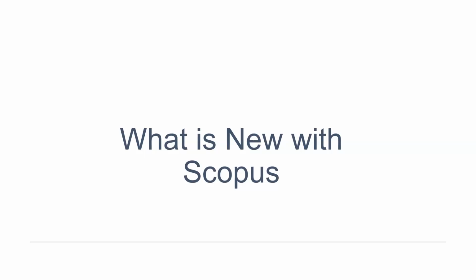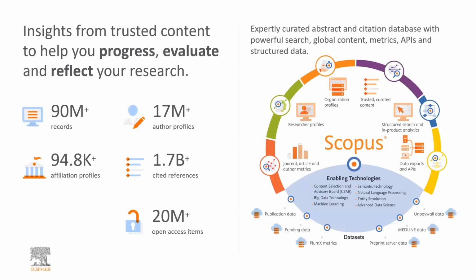So first and foremost, I'd like to update you on what Scopus is. So not all of you may know what Scopus is about. So let me take this opportunity to introduce what the platform can do. Scopus is the world's largest abstract and indexing citation database, and we have over 90 million records from over 95,000 affiliation profiles, 17 million author profiles from 1.7 billion cited references, and over 20 million open access items. Scopus essentially is a very strong, expertly curated ANI database with a very powerful search, which covers global content, metrics, APIs, as well as structured data.